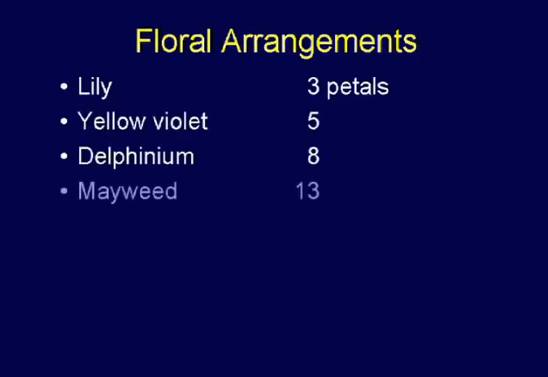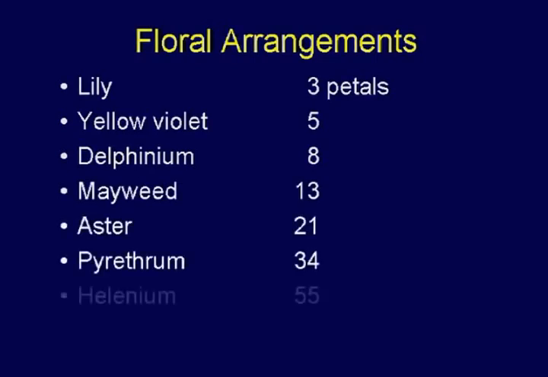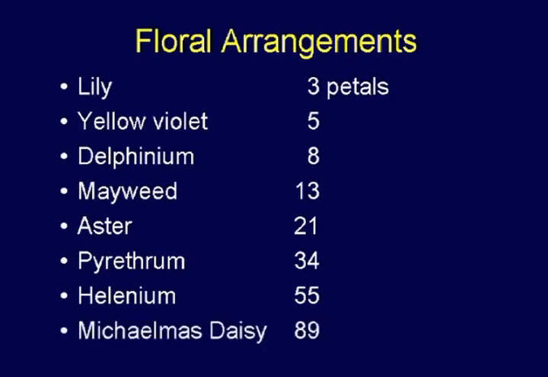In floral arrangements, we discover the lily has 3 petals, the yellow-violet 5, delphinium 8, the mayweed 13, the aster 21, perithum has 34, helenium has 55, Michaelmas daisy has 89. So if you're one of these people, she loves me, she loves me not, if you know the Fibonacci numbers, you got a chance of winning that one. Okay. All these, of course, are in the Fibonacci sequence.